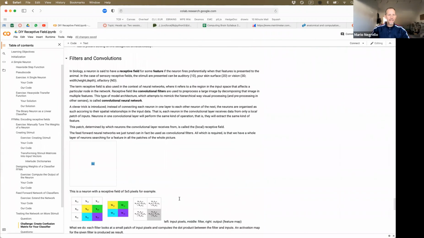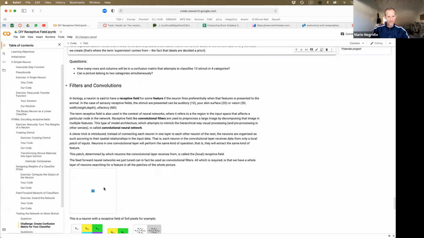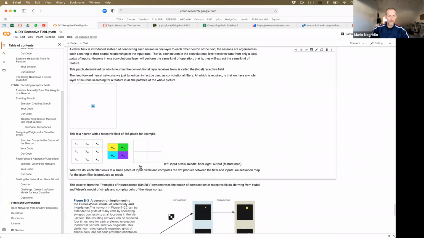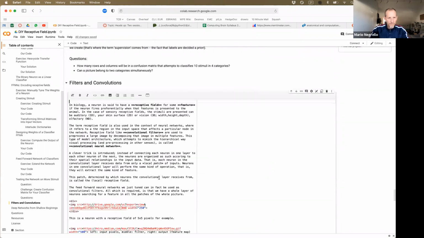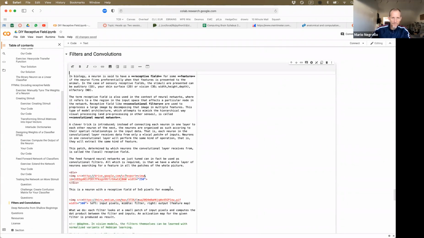And then there is now one of our... where did it go? To find out what this figure was. Oh, a neuron with a receptive field of 5 by 5 pixels.